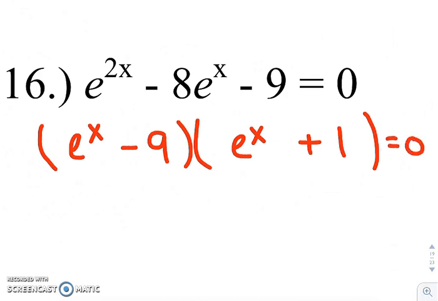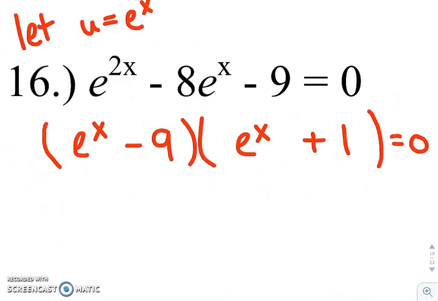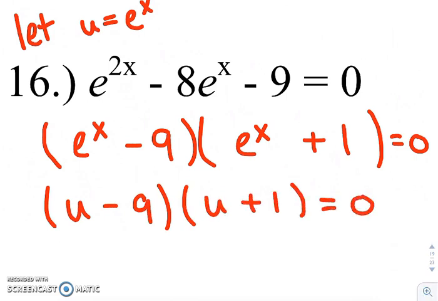So we don't know how to solve when we have two e to the x's. If there were just one e, we could undo that. So we're going to do something here we've never done before. We're going to use substitution. I'm going to let u equal e to the x. So wherever I have an e to the x, I'm going to substitute in u. So this becomes u minus 9 and u plus 1 equal to 0.